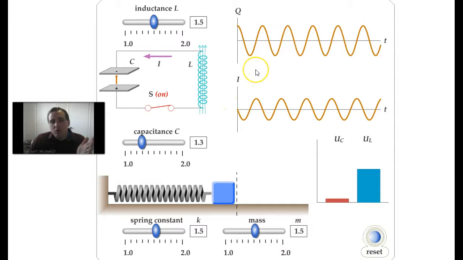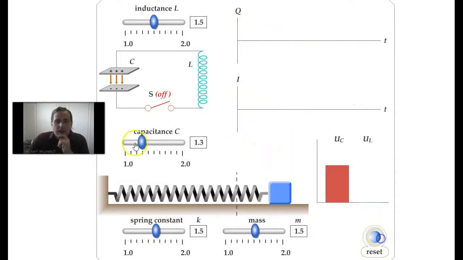But wait a minute, we know that current is the time derivative of the charge. And notice that the derivative of a cosine function is a negative sine function. So that seems entirely reasonable. What should happen if we increase the inductance? Well, increasing the inductance is like increasing the mass on the spring. So it takes longer for this to happen. In other words, it's less frequent.